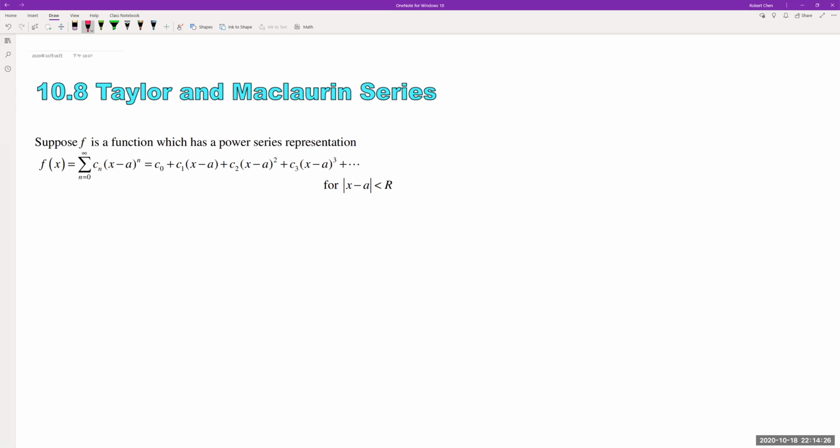Before we get into the topic, let's take a quick look at the power series representation for the function f that we have here. As we can see, we have our usual coefficient of the series, and we have the center of the power series at a, to the power of n. If we expand it, it looks like this: c0, c1 times x minus a to the first power, c2 times x minus a to the second power, c3 times x minus a to the third power, and so on. And this is our radius of convergence.